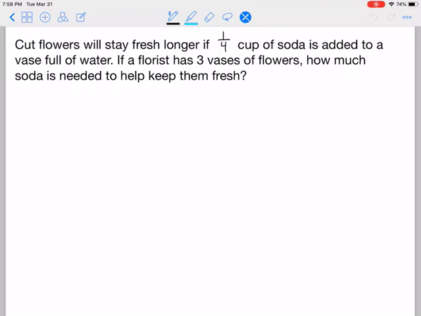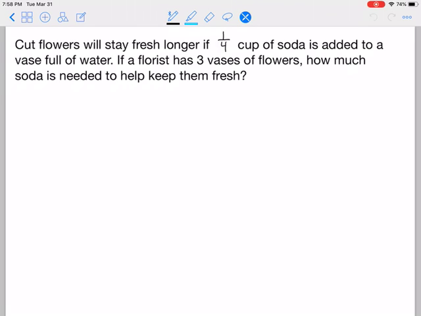All right, guys, so today in lesson 6-13, we are going to be using our understanding of multiplication using whole numbers, and we're going to apply that understanding to multiplying fractions by whole numbers. So take a look at the number story that is on your screen.